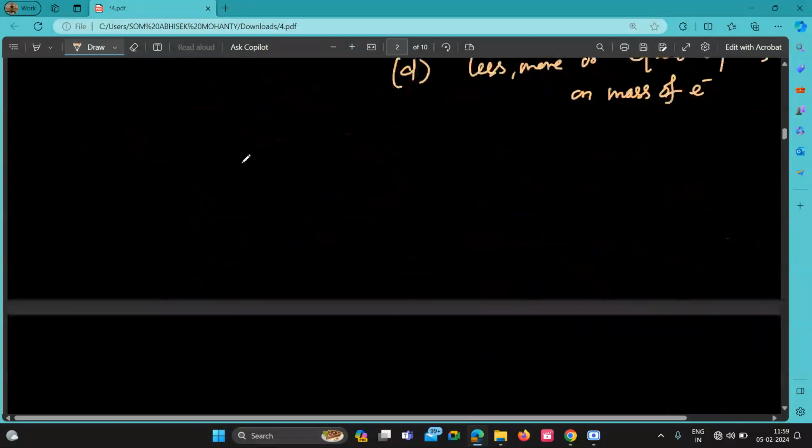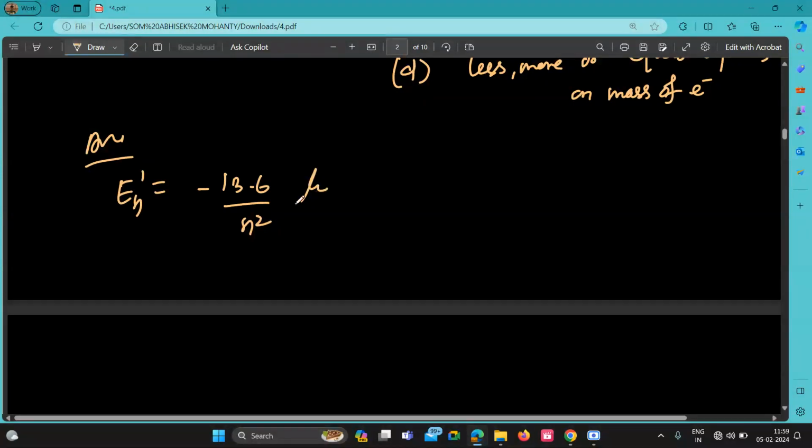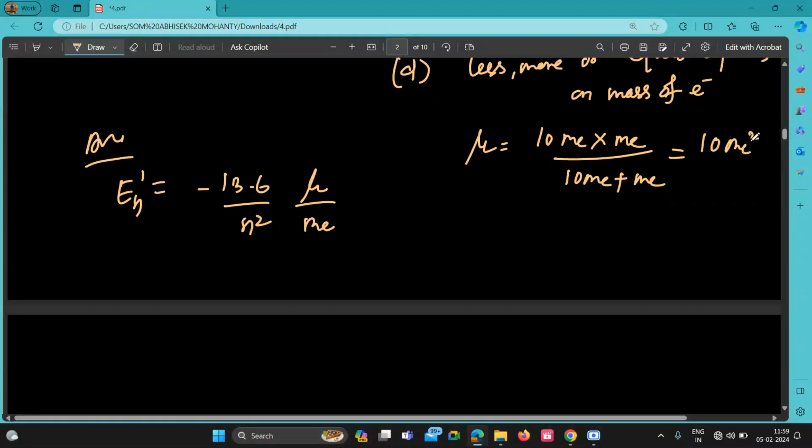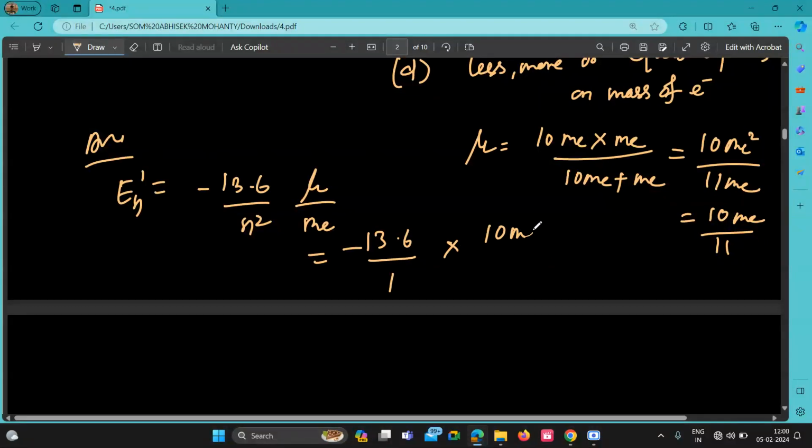Again, same thing. See, En is equal to minus 13.6 n square, mu by me. What is mu? The system has 10 times the mass of electron into mass of electron divided by 10 me plus me, right? Because proton is 10 me. So this is 10 me square by 11 me, which is actually 10 me by 11. So you just have to put it here: minus 13.6, and this is the ground state energy we need to find. Ground state means n is 1, into 10 me by 11.